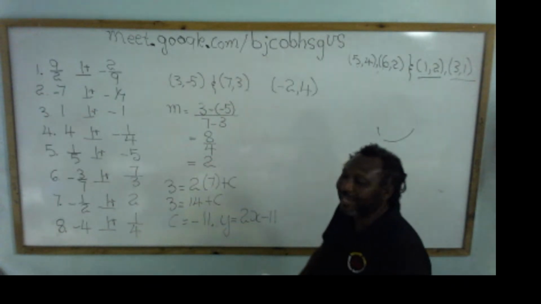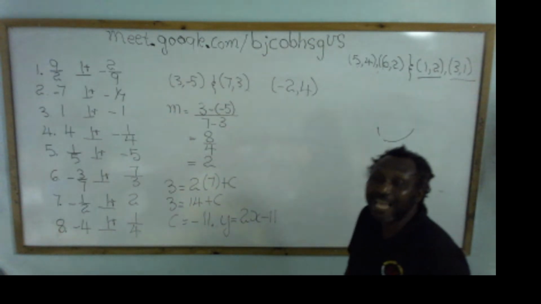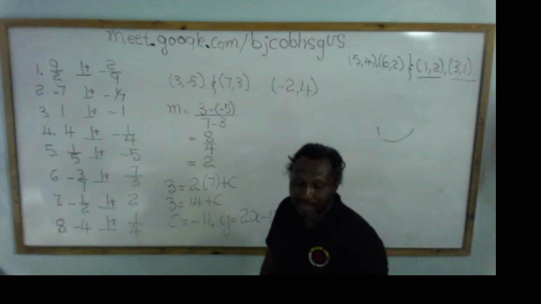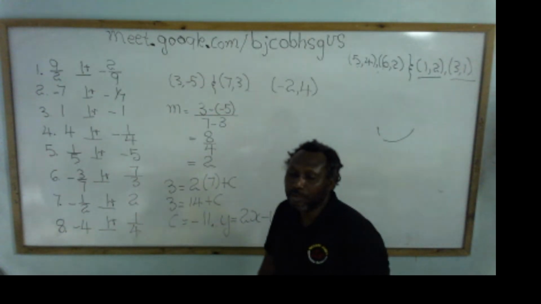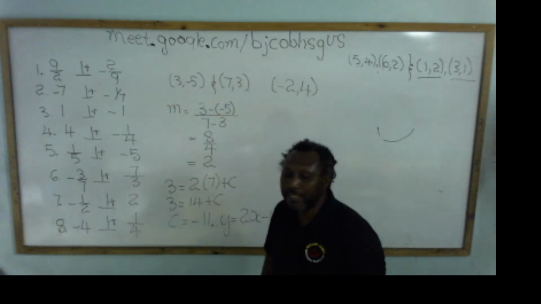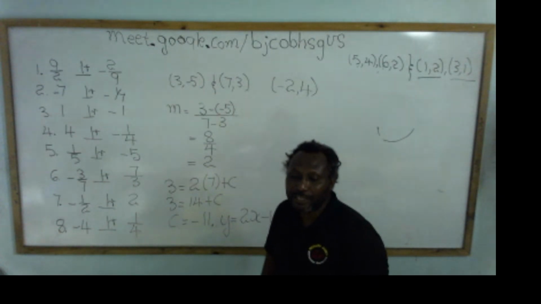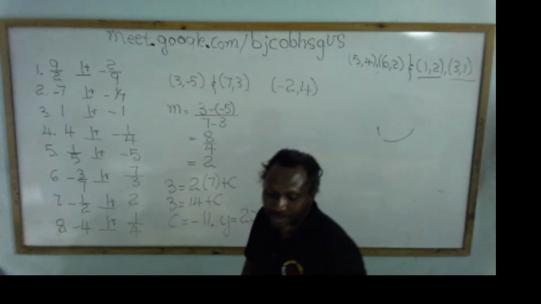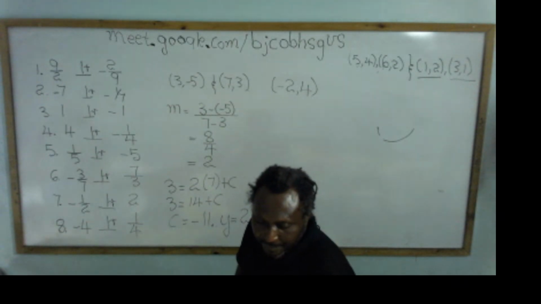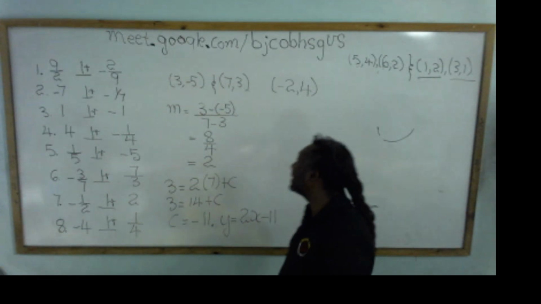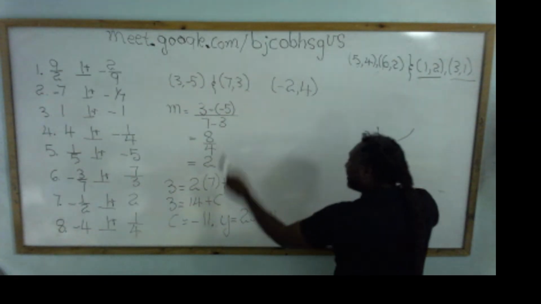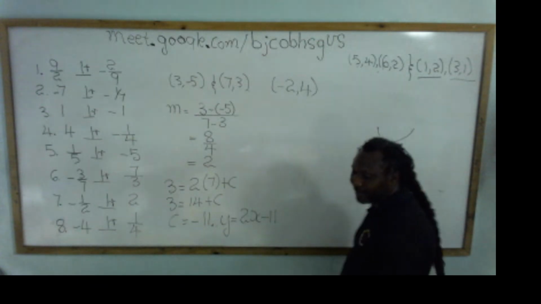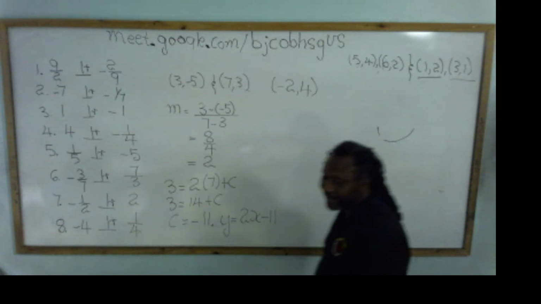If they are parallel, they will have exactly the same gradient. Parallel lines will slope or go in the same direction. They will slope in the same way. So parallel lines have the same gradient. So the gradient for this one will be the same as this because they are parallel. As a matter of fact, I'm not pulling a rabbit out of a hat.